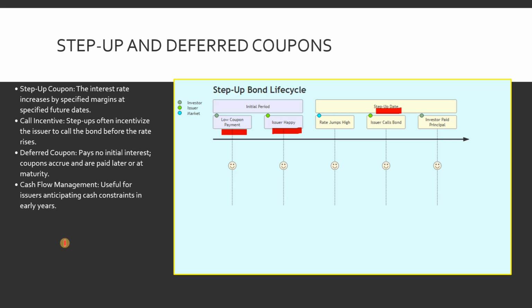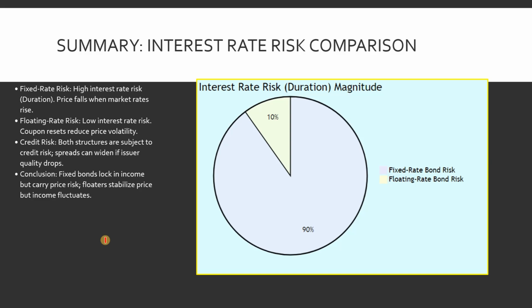So let's summarize what we have learned and how we can compare interest rate risk across these different types of bonds. To wrap up, the choice between fixed and floating comes down to risk. Fixed rate bonds carry high interest rate risk, also known as duration risk. If market rates rise, the fixed price falls significantly. Floating rate notes have a very low duration risk because their coupon adjusts accordingly. The price usually returns to par at every reset date. However, both are subject to credit risk. If the issuer gets into trouble, the price will fall regardless of the coupon structure.